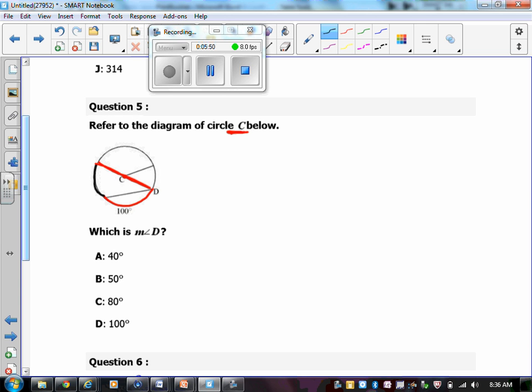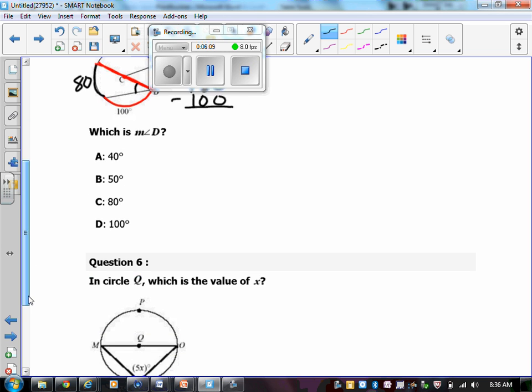So the whole circle is 180, right? Half a circle is 180. So you have to do 180 minus 100, which gives you this to be 80. And the relation between those two is going to be half of whatever the intercepted arc. An inscribed angle is half of the intercepted arc. So that's what you have to do.